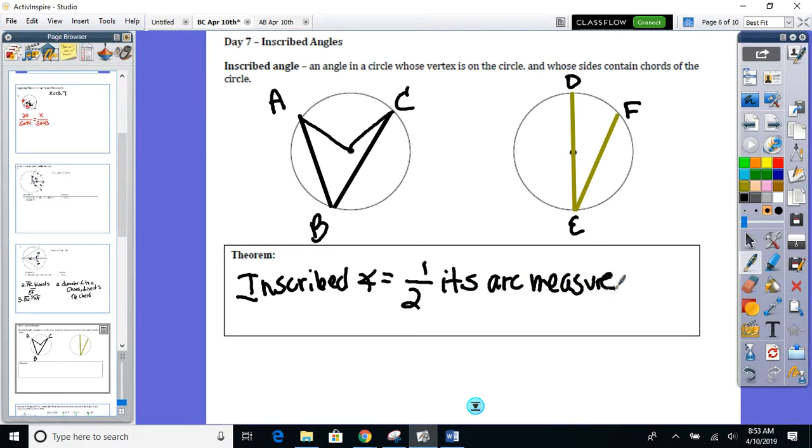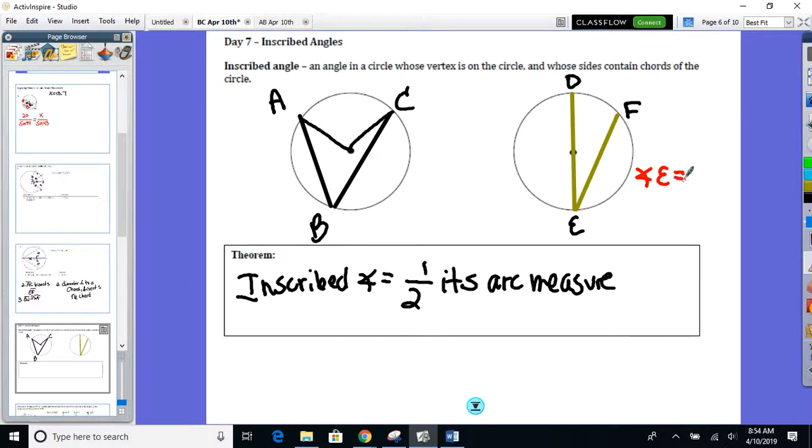These facts are starting to pile up on you. Central is what? Equal to its arc. Inscribed, half its arc. So quickly go to the second diagram that you have. For me, angle E. How would you find angle E then? You can write your own, whatever letters you put in your own diagram. It'd be half of arc DF. Yeah, okay? Half of arc DF.